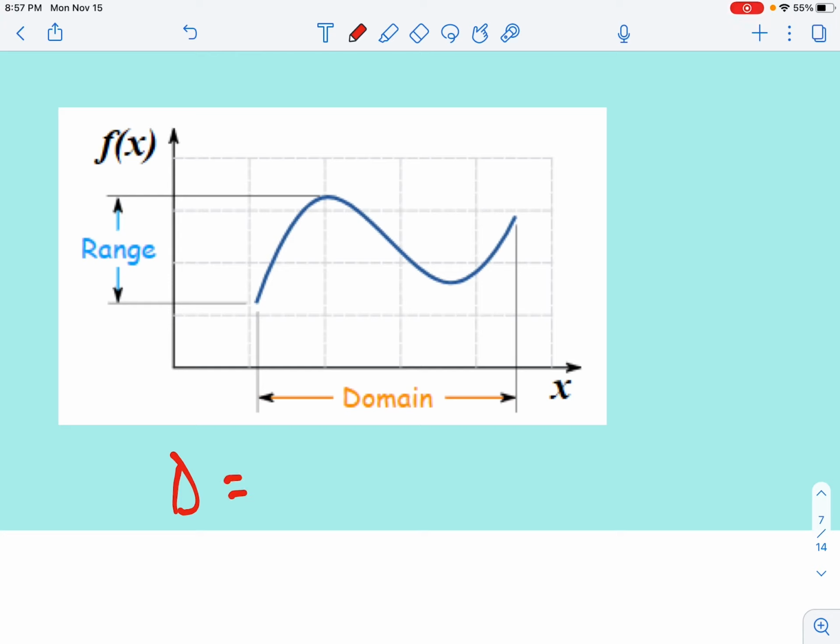So the domain for this one is basically, this graph starts here and ends here, right? So you're looking at the x values. You're looking left to right. What is the x value here and what is the x value here? This graph is going to hit every single x value in between. So x equals 1, 2, 3, 4, and that's about 4.5, right? Count the units, count the boxes. So your domain is going to be 1 to 4.5.